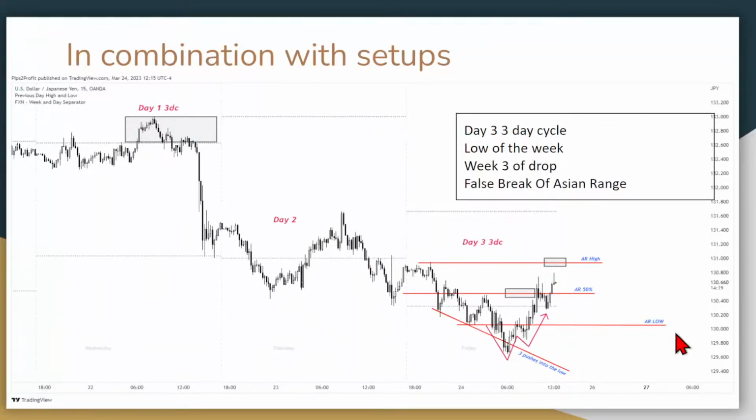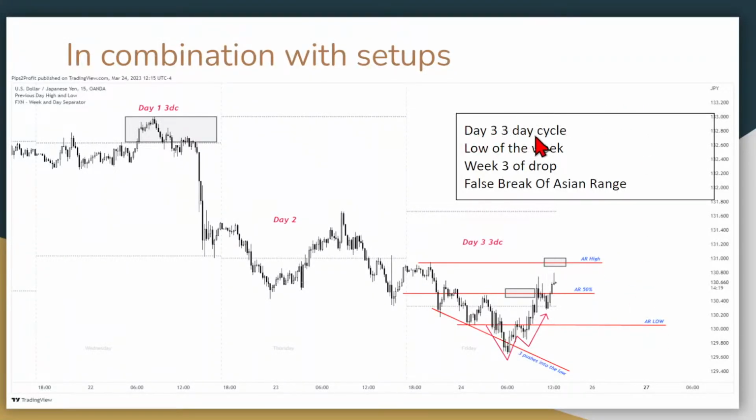On here, you can see that I've also annotated the Asian range low, the Asian range high is up here, and I've got the 50%. And look at how they come out of the Asian range. Boom, drop it down another level, get that W, and the reversal.